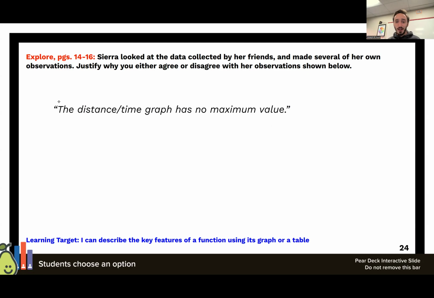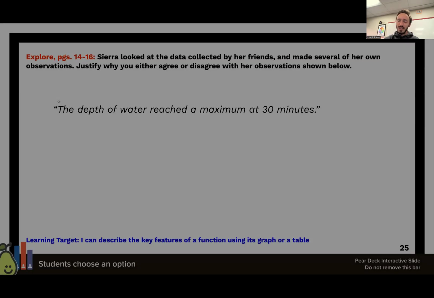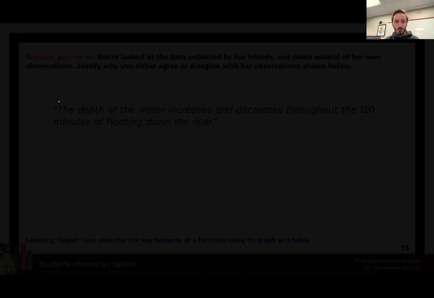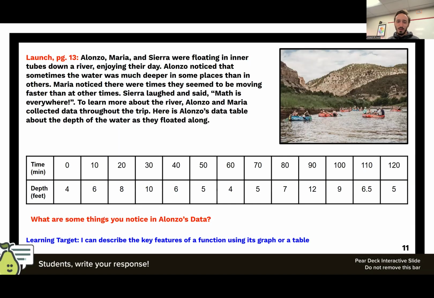As we go from there, the distance time graph has no maximum value. You can maybe make an argument that there's no maximum in the middle of the trip, but at that very end point, we saw that maybe there was. Right at the very end, they've gone about 15,000 feet. It's at the very end of the trip, so it's an end point of the graph, but I would say that there is a maximum, so I disagree with that one. The depth of the water reaches a maximum at 30 minutes. So if I go back to this particular question with the table, and I'm looking at the depth at 30 minutes, it's 10 feet deep, and relative to the area around it, that seems to kind of be a deep part of the river.